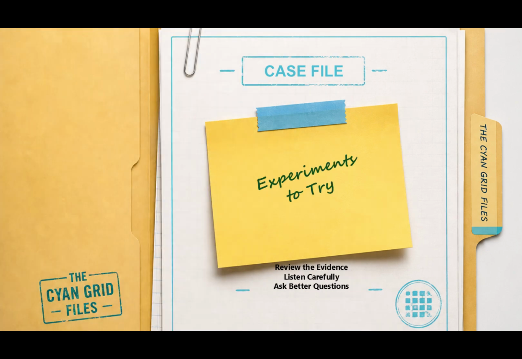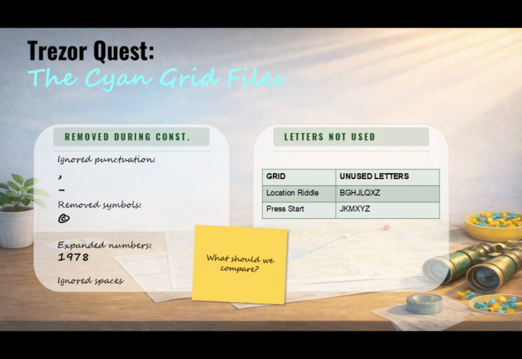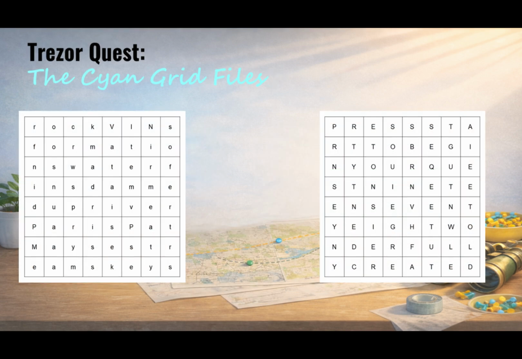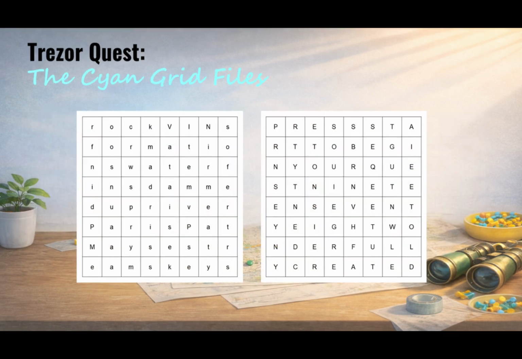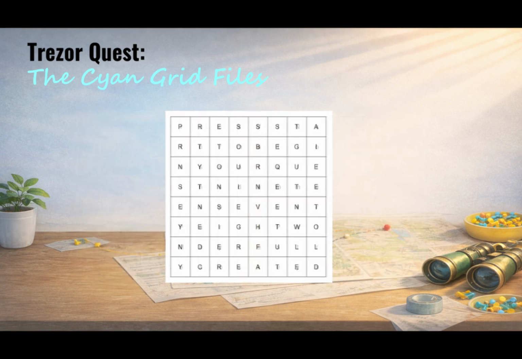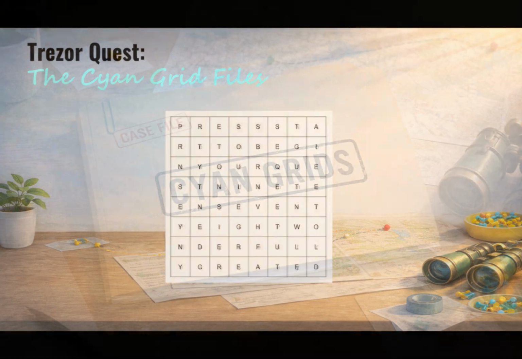I don't have confirmed evidence for this grid yet, so instead of ending with a conclusion, I'd rather end with a couple of experiments. The first is to look at what's left over. After building the grid, are the remaining characters trying to tell us something? The second is to compare the completed press start grid with the completed location riddle grid. Place one on top of the other and see what stands out.